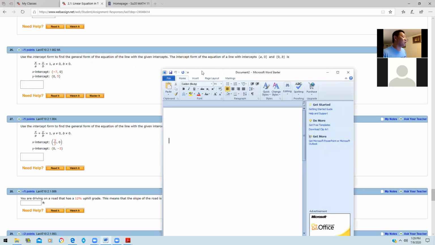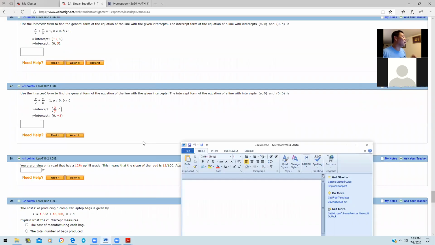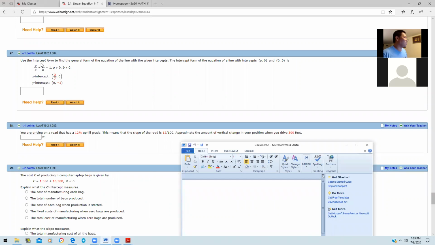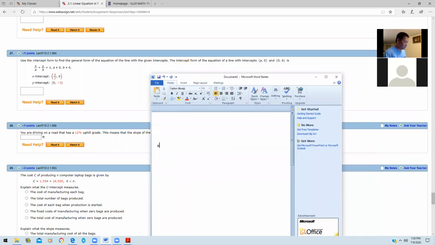So question number 27 is asking us to use the intercept form, which is given by this formula. Given that the points (a, 0) and (0, b) are your x and y intercepts, a and b are where you put your x and y intercepts. This question says my x-intercept is 3/7 and my y-intercept is -3. So that means my a in this case will be 3/7, and my b will be -3.